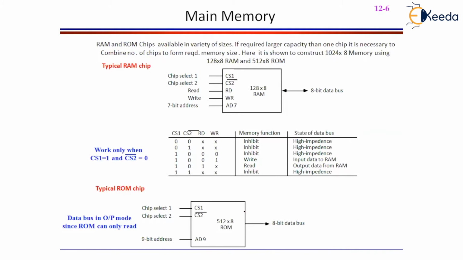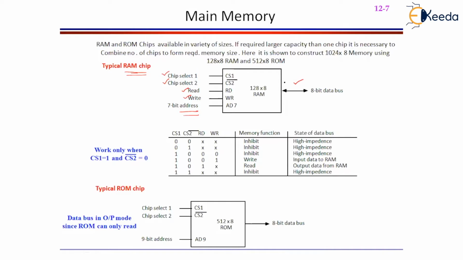Now, let us understand the design of RAM and ROM chips. The design of RAM and ROM chips is as follows. See this, this is a RAM chip. If you have a look at it, the RAM chip has these many connections. On the screen, you can see chip selector 1, chip selector 2, read, write, and address. And this is a data bus.